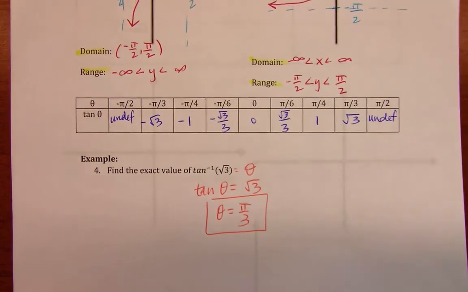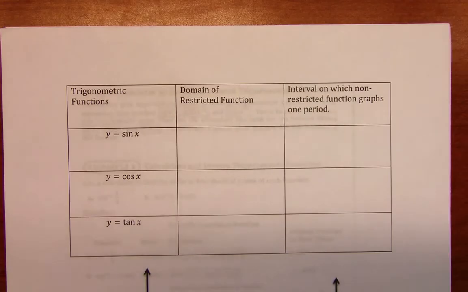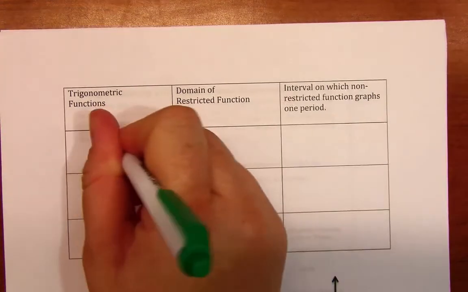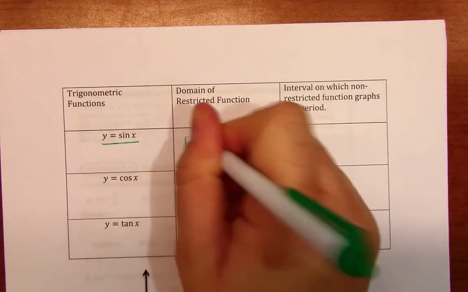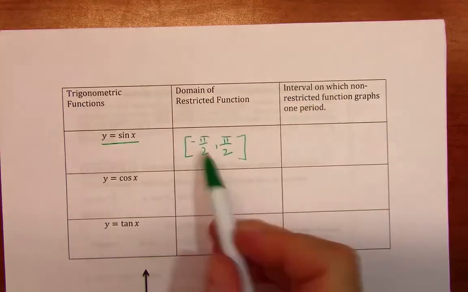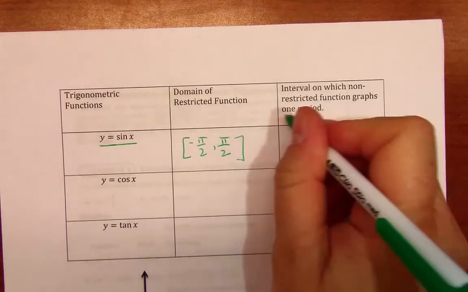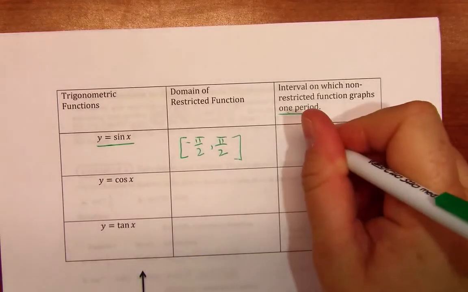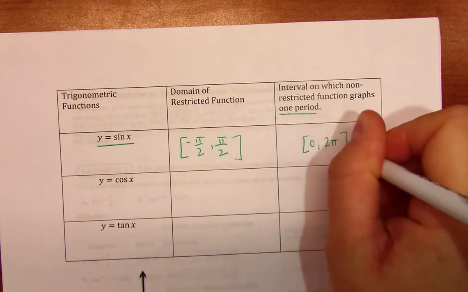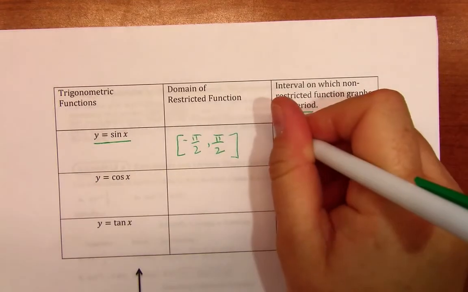Now between part 1 and part 2 of these videos, we've gone over a lot of information. So let's just summarize everything that we've gone over so far. First, let's take a look at sine of x. Now, sine of x, we said, had a restricted domain of negative pi over 2 to positive pi over 2. And we had brackets because we could include those values. And normally, one period of sine is from 0 to 2 pi. Okay, that's what normal sine is, not inverse sine.